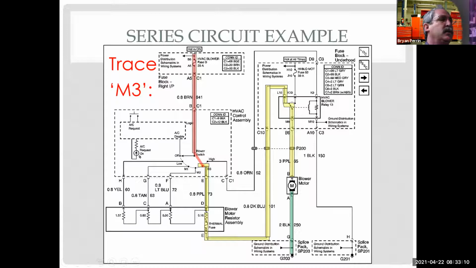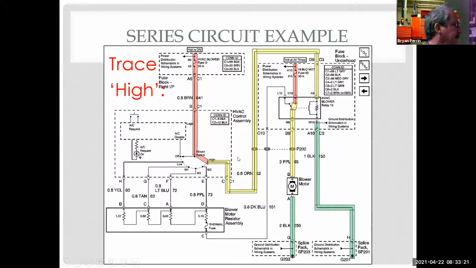And as Cynthia noticed, in high, I now change my load. So this circuit, I have power, switched power, my load, and ground. Now that I go to high, I've got my power, my switched power, my load, and ground. Well, wait a minute, the blower motor, I didn't go through it.